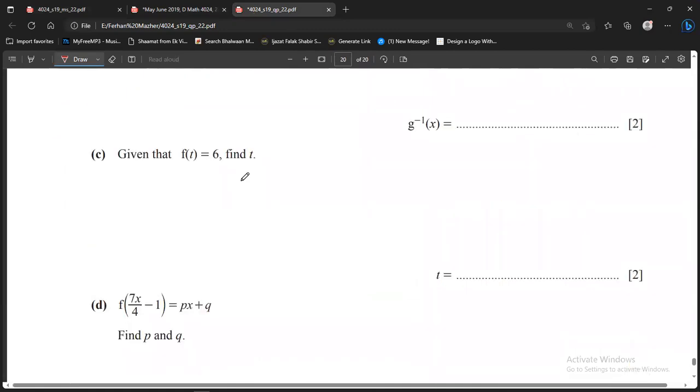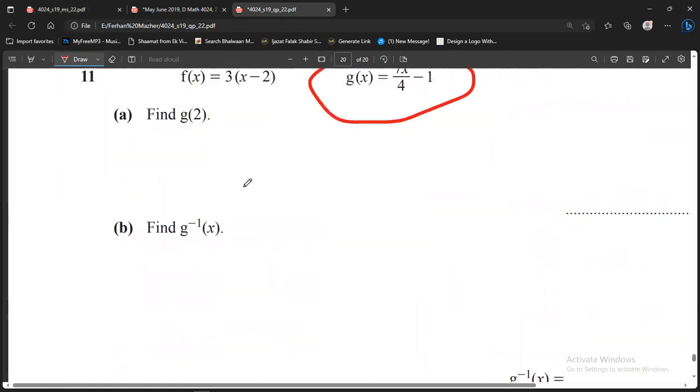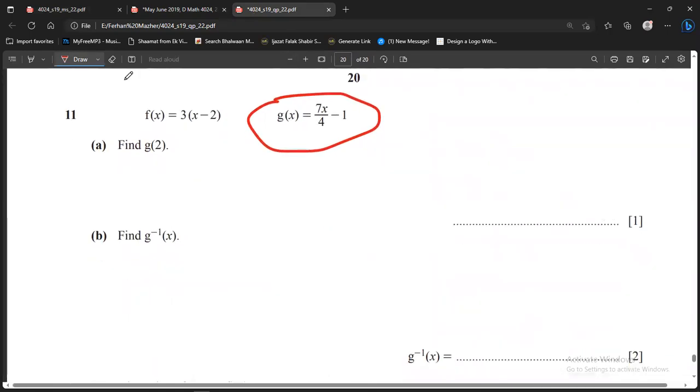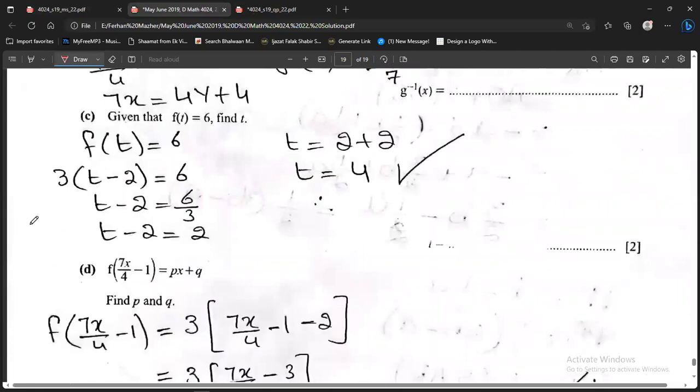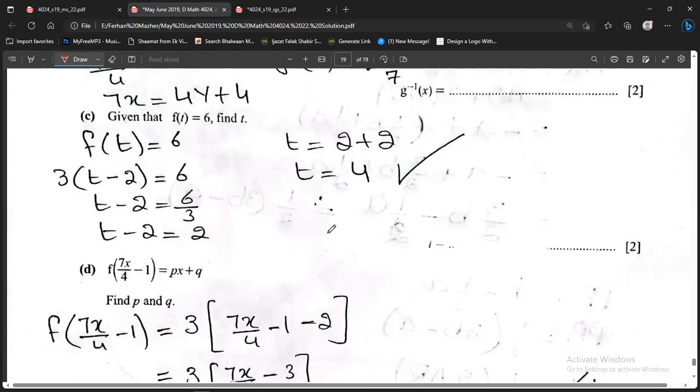Okay, question number 11, C part. It says, given that f(t) is equal to 6, find t. This is f(x). So what I will do, I will use that function. f(t) is equal to 6. So 3 bracket, wherever there is x, put t in its place. So it will be 3(t - 2) equals 6. So t - 2 will be equal to 6 divided by 3, and t - 2 will be equal to 2. So t will be equal to 2 + 2, and t will be equal to 4. So this is how you will find the value of t, and our answer is right, my dear students.